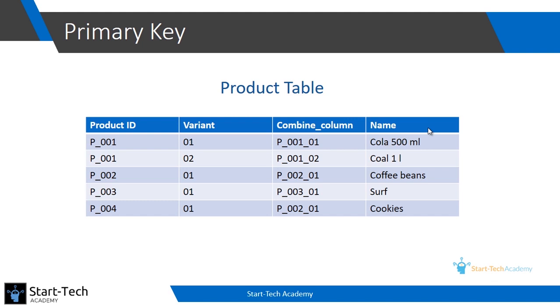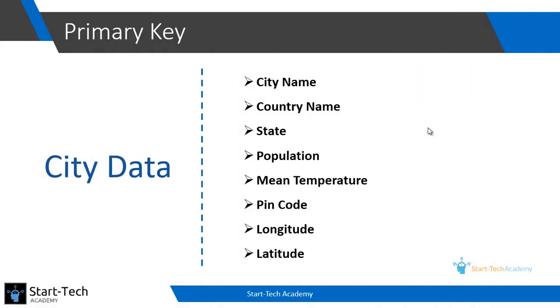Now, try to think of a primary key when you have data of different cities and you have attributes such as city name, country name, state, population, mean temperature, pin code, longitude and latitude of that city. Pause this video for 5 to 10 seconds and try to identify the primary key in this data.